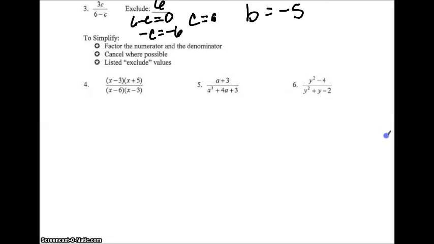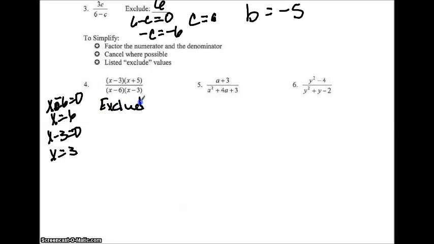So number 1, we're going to factor, we're going to cancel, and we're going to list the excluded values. I want to go ahead and do my excludes and get them over with. If you said x minus 6 equals 0, you would get x equals 6. If you said x minus 3 equals 0, you would get x equals 3. So you're going to want to start out by saying you're going to exclude 6 and 3.